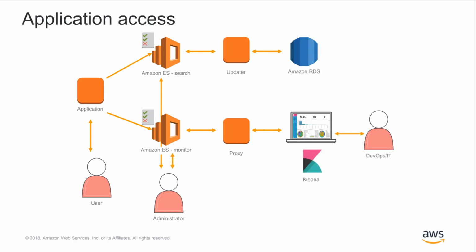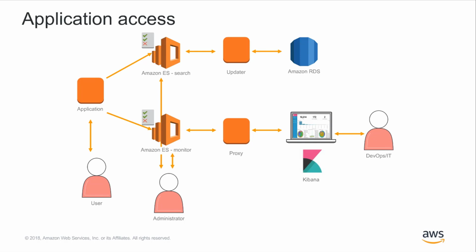So let's imagine that we have an application here, and in your application, you're sending some traffic to do search. We can imagine that this is, say, a movie search or an e-commerce search application. So I have a search domain that is mirroring what I have in an RDS database. My database contains my data of record. I have an updater process that's going to keep my search index up to date. And my application also has to access that to send search queries.